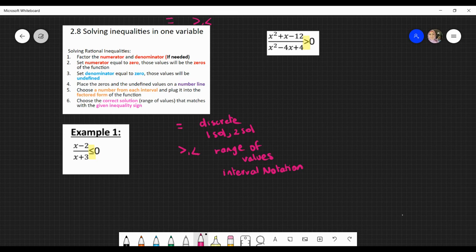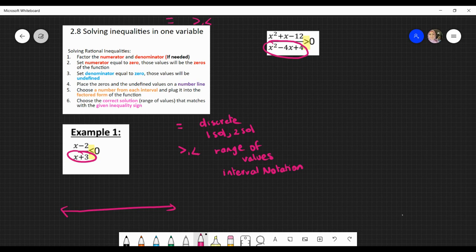And this was done before. It wasn't done with rational inequalities, it was done with quadratic inequalities. So whenever we see an inequality, we're going to remember to use a number line. Now, there are steps right here that will be very useful.